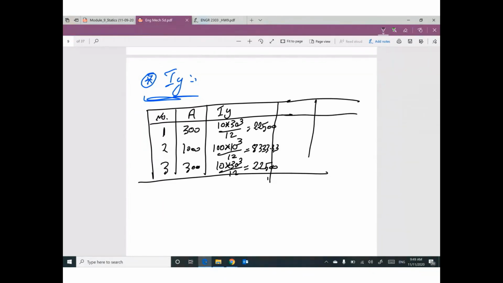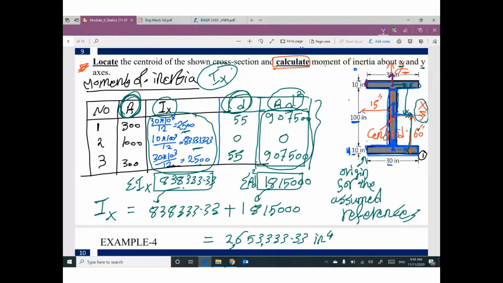What is the distance d? Guys, make sure you understand this point. I will clean up to make it clear. At the beginning, you locate the centroid for the whole section here and put the x-axis and the y-axis. At this moment, we have part number 1 and you assumed you have here the y-axis for this part only. Do you think you have a distance between the y-axis for this part and the y-axis for the whole cross section? Do you have any horizontal distance? No, we don't, because both of them coincide at the same location.